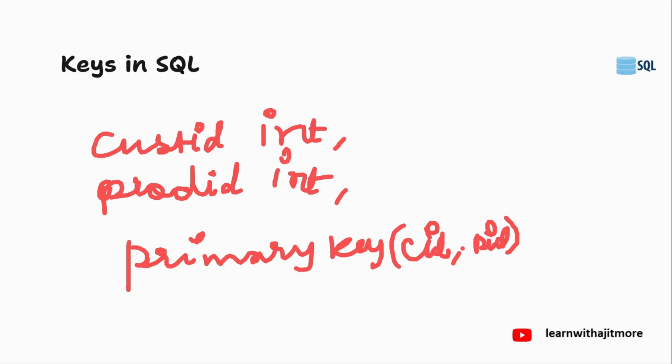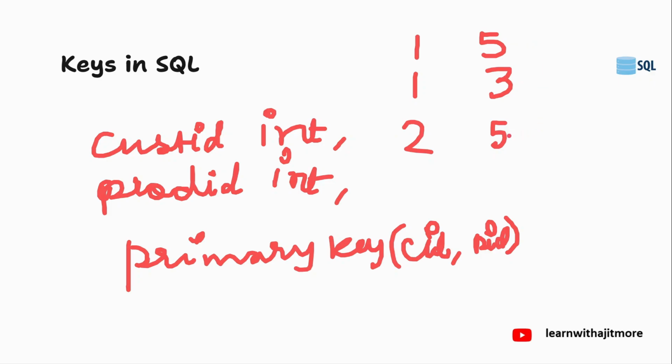Now combined in the sense, I hope you are understanding. If customer ID is repeating, product ID should be different. If product ID is repeating, customer ID should be different. But the same customer number and same product ID cannot come. Like 1 5, 1 3 is okay: customer ID same, product ID different. Or product ID same, customer ID different.